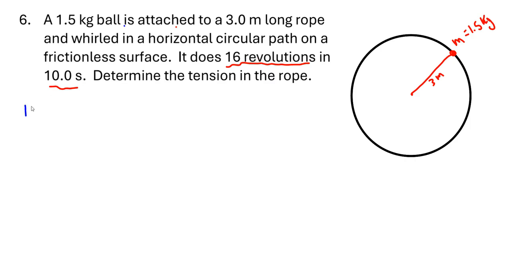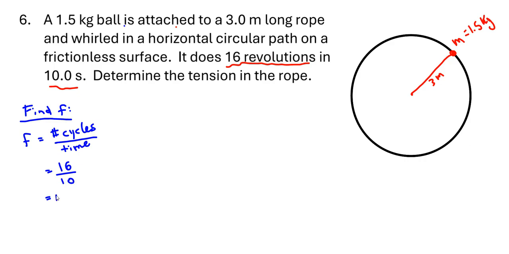Okay, so first let's find our frequency. That's going to be our first step. We'll have to think back to grade 11 physics, right? So frequency is the number of cycles over the amount of time that it takes. The number of cycles is 16 revolutions in 10 seconds. So we end up with a frequency of 1.6 hertz.